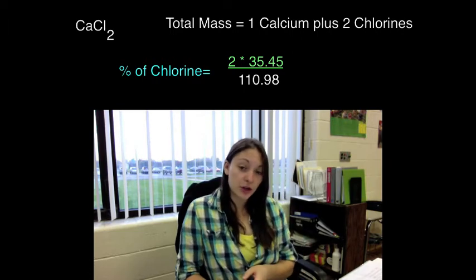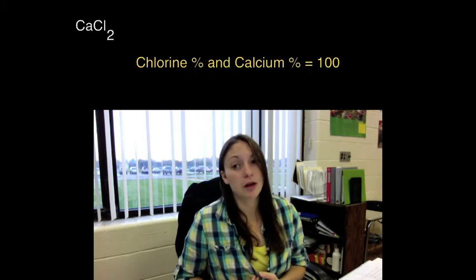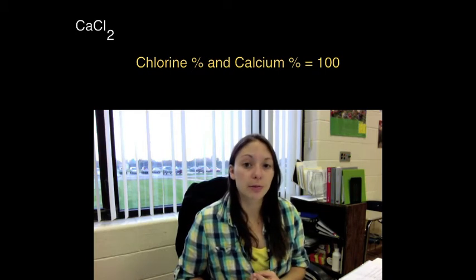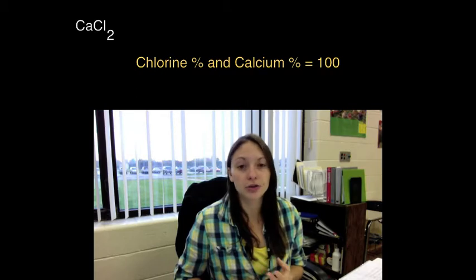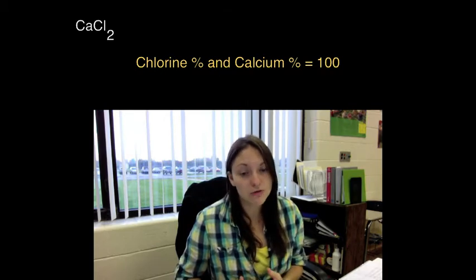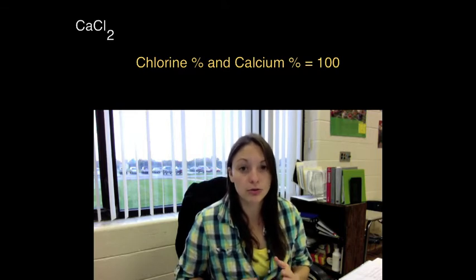Now remember that the two percentages, the one for calcium and the one for chlorine, should add up to 100. And that's just close to 100. Now if you get an answer of 105, that's a little bit too far off. But 90, 98, 99, 101, 102, there you're okay.